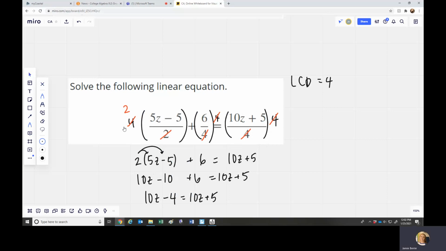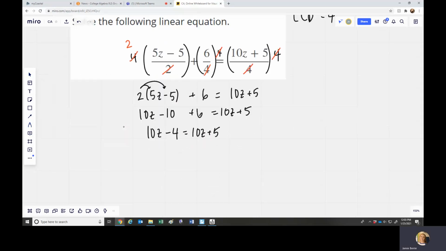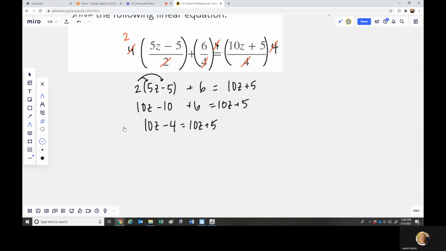All right, get all your z's on one side, all your numbers on the other side. So minus 10z, minus 10z. What happens to the z's here? Or excuse me, the 10z. You cancel on both sides, right? So you're left with negative 4 equals 5.